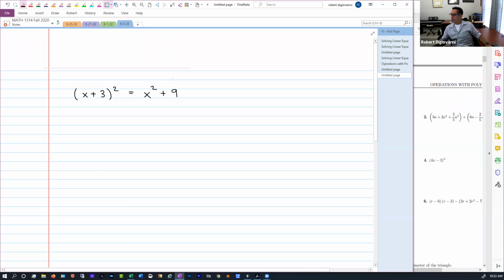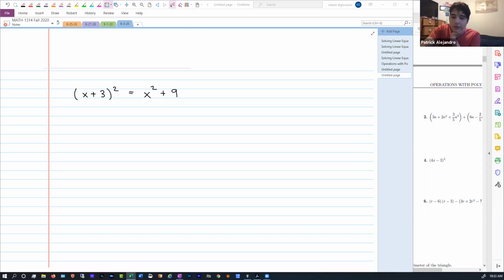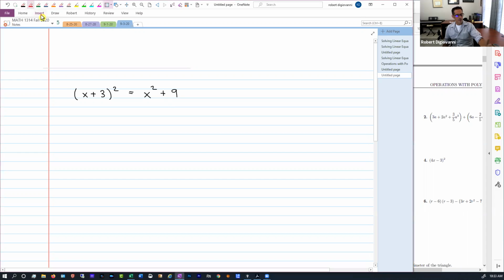So let me see here. Patrick, is Patrick around today? Yeah, I'm right here. What did that student do? Do you understand what they did? Yeah, they just distributed the power of 2. They didn't do x plus 3 times x plus 3. All they did was say, okay, that squared, I'm just going to square that one and square that one and just keep the sign between them. That's what that student did. It's not unreasonable to think that that's correct, but it's not correct.